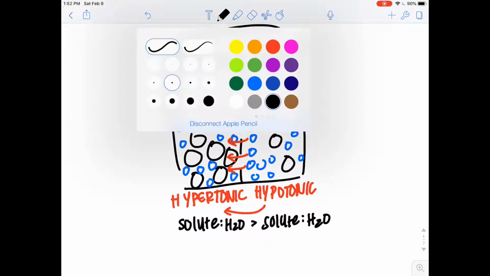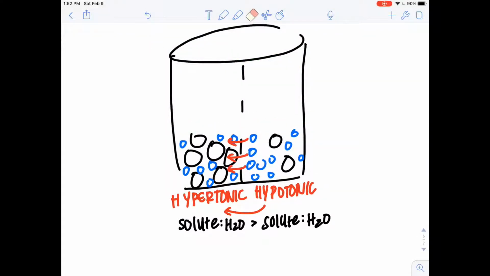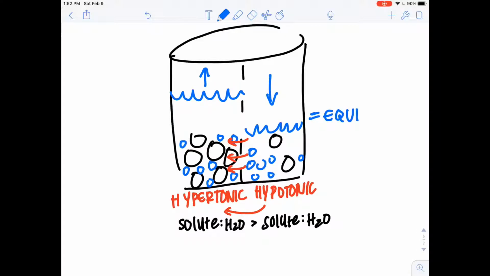So since the water molecules are going to move from a hypotonic solution to a hypertonic solution, the water molecules in the hypertonic solution are going to increase, while the water molecules in the hypotonic solution are going to decrease. Thus, the solutions are now at equilibrium or equal concentrations, which is also called an isotonic solution.